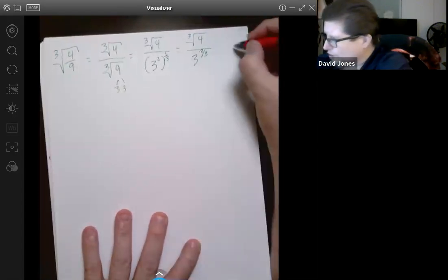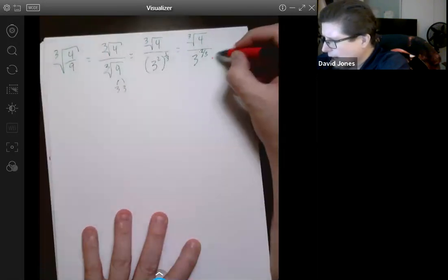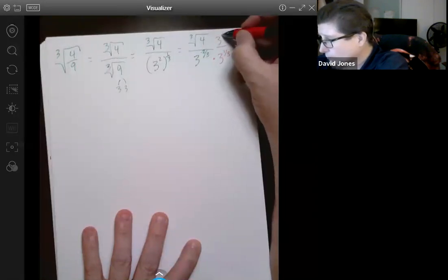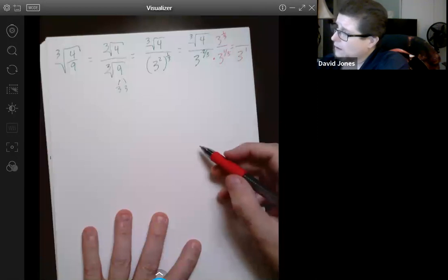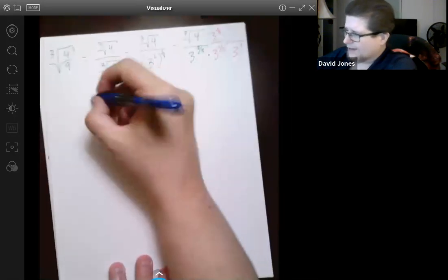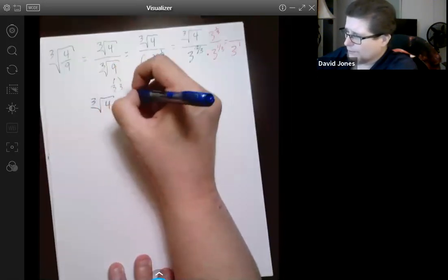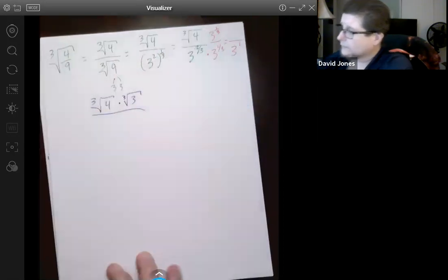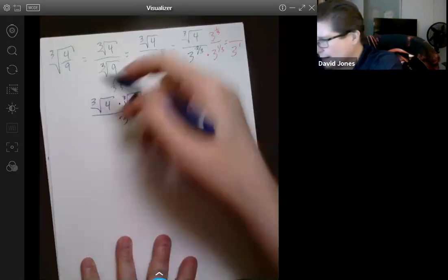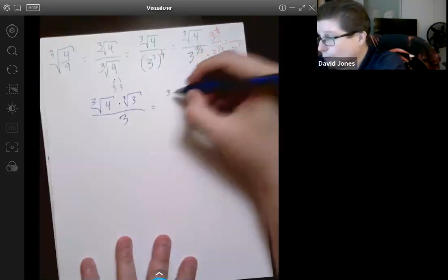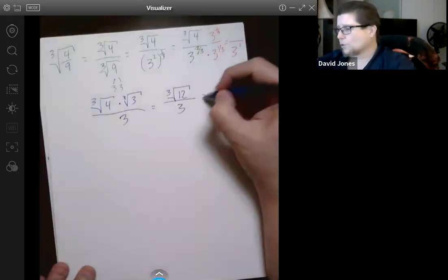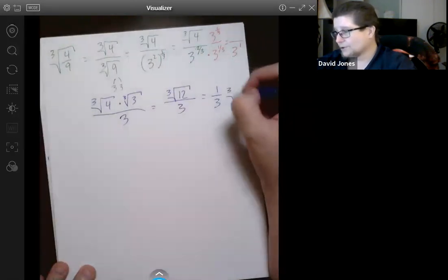So if I want to end up with just the 3 to the first power on bottom, I got to multiply by 3 to the 1/3 on top and bottom. So I've got cube root of 4 times the cube root of 3 on top. And now I've got 3 on the bottom. And the indices match, so I can put these together. This is cube root of 4 times 3 is 12, and the bottom is 3. Or you could write this as 1/3 times the cube root of 12.